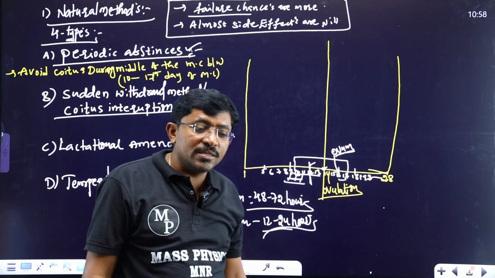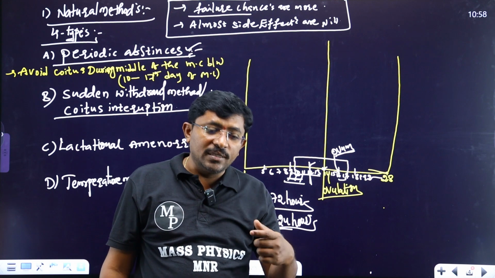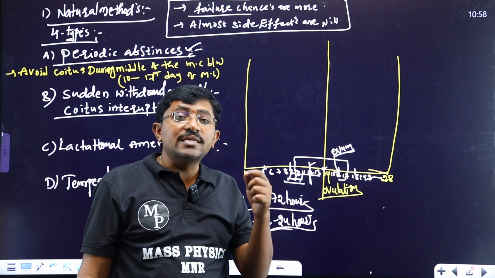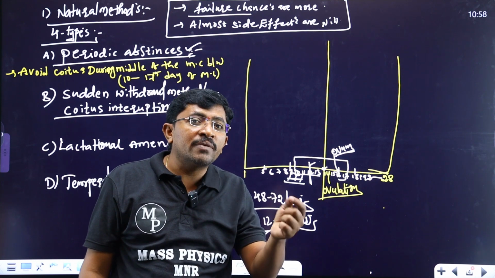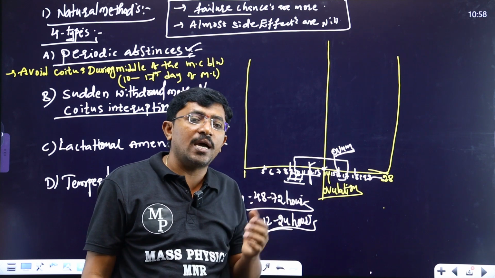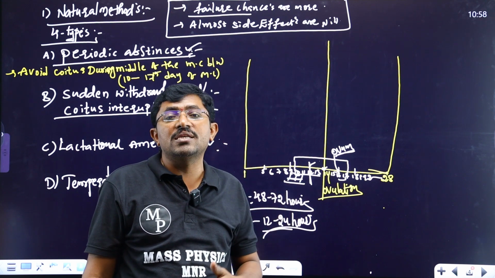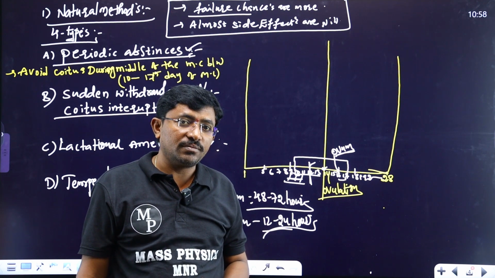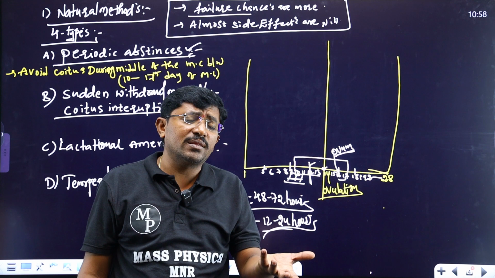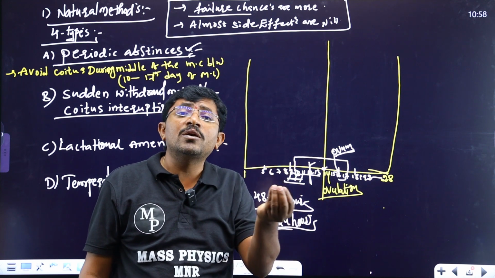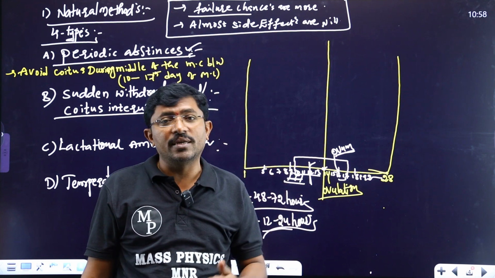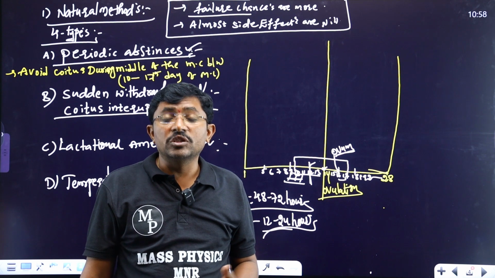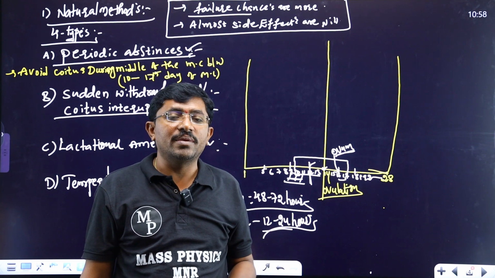Sudden withdrawal means during the intercourse, just before the ejaculation of semen into the female reproductive tract, you remove the penis, the intromittent organ, from the female reproductive organ. Nothing but just remove the intromittent organ from the vagina before ejaculation. So, that is the sudden withdrawal method.